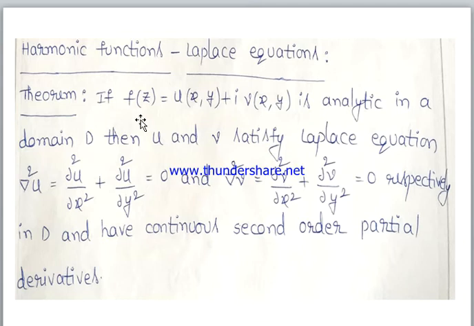That is, if f of z is equal to u of x comma y plus iv of x comma y is analytic in a domain D, then u and v satisfy the Laplace equations: del square u equal to dou square u by dou x square plus dou square u by dou y square equal to 0, and del square v equal to dou square v by dou x square plus dou square v by dou y square equal to 0 respectively in D, and have continuous second order partial derivatives.